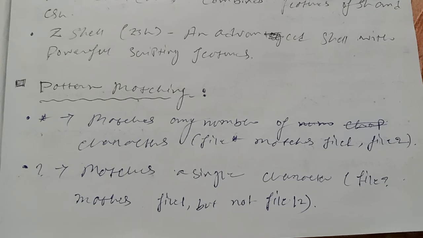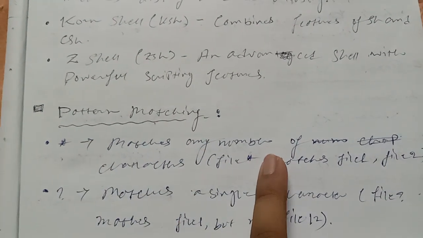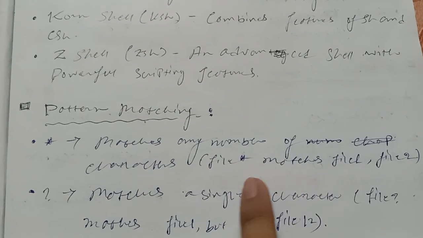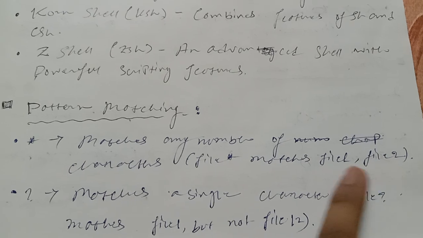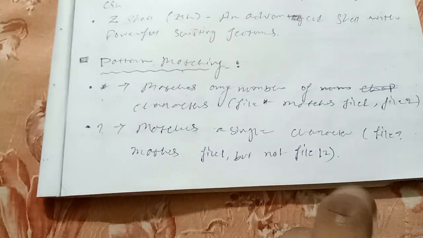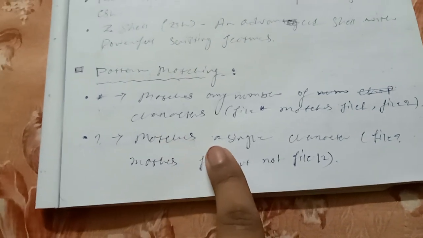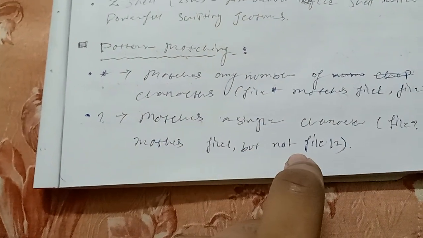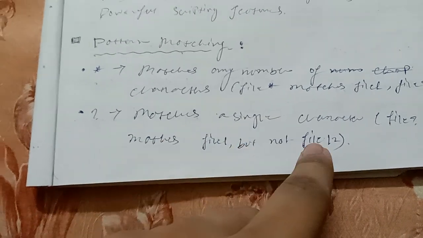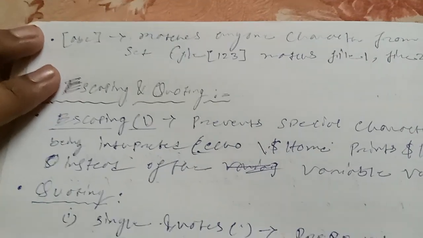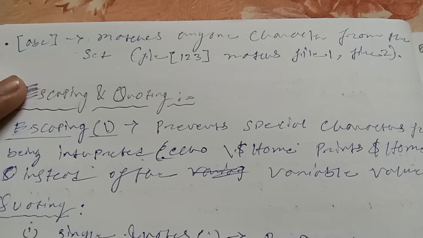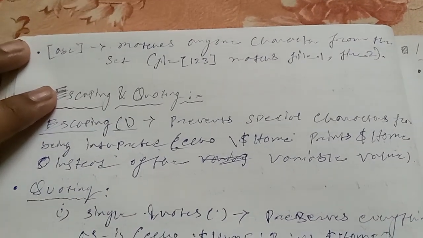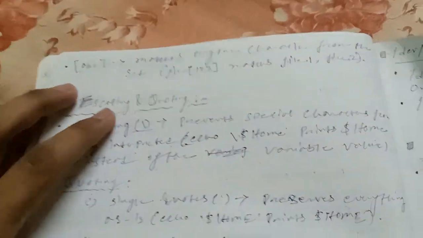Now let's see what is pattern matching. Asterisk means it matches any number of characters, like file star matches file1, file2. It matches any number of characters. Then the question mark matches a single character. File question mark matches file1 but not file10, so it matches a single character. Then we have square brackets with a set of characters. It matches any one character from the set, like file[12] matches file1 and file2. It means it will find any character from the set given here.